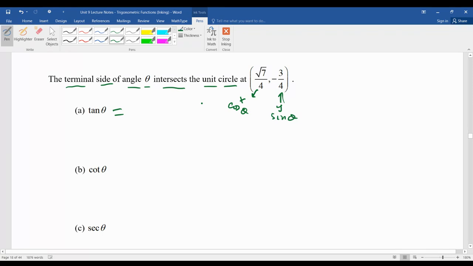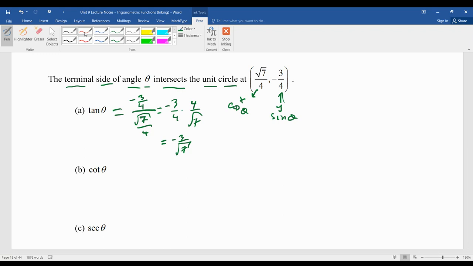So tangent is y over x, which means negative 3 over 4 divided by root 7 over 4, which is negative 3 over 4 times 4 over root 7. After you simplify, it will be negative 3 over root 7, because you cross out the 4 with the 4, and then you rationalize, so it's negative 3 root 7 over 7.